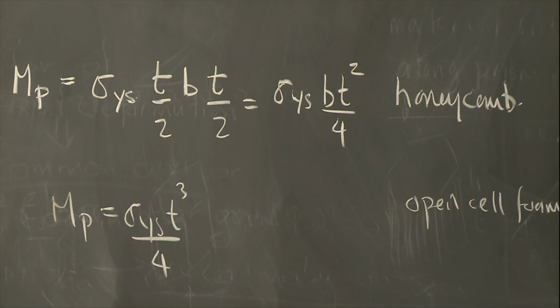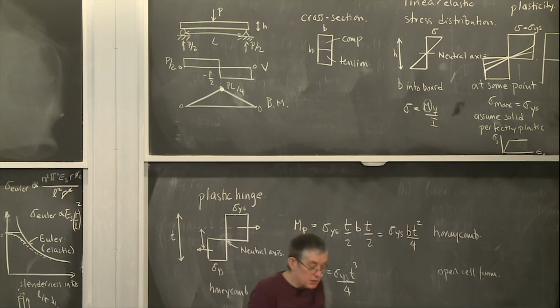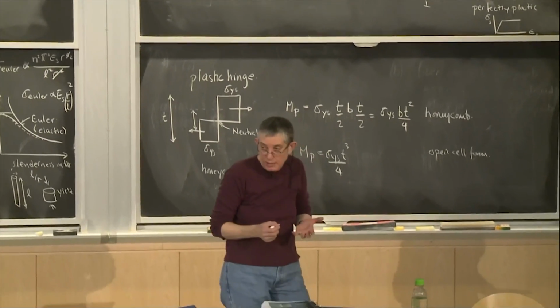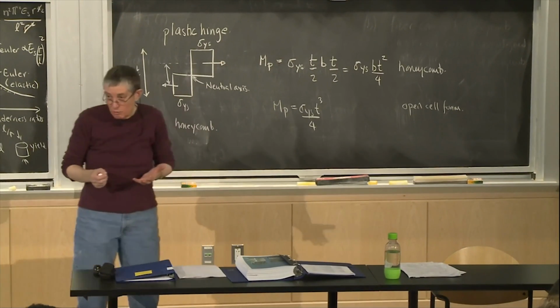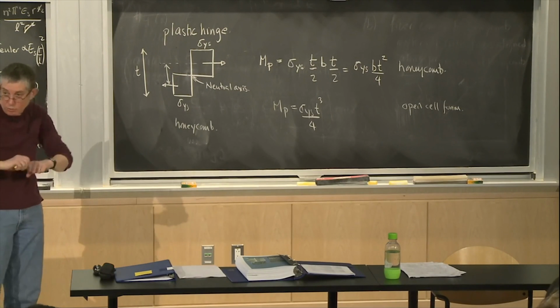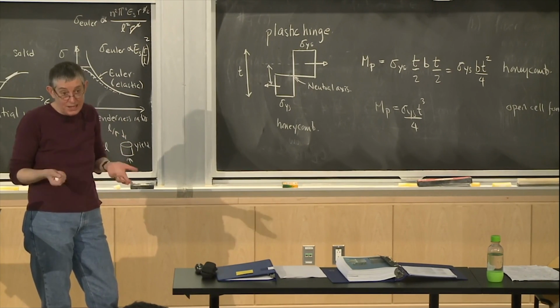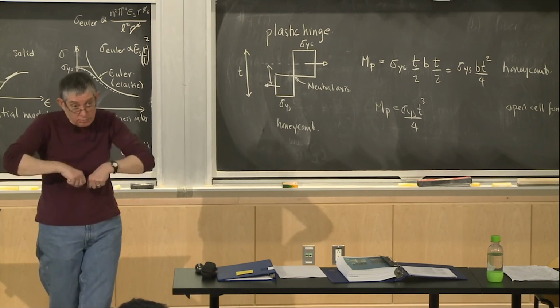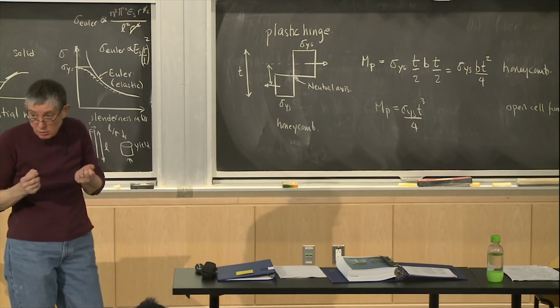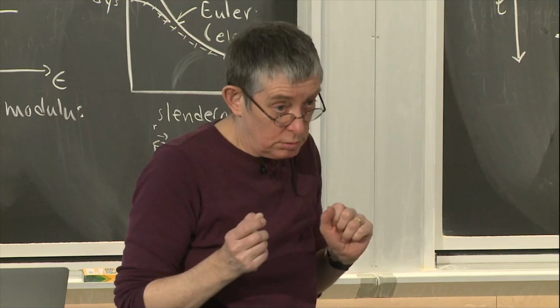And really, physically, what that means is that the beam can't hold any more force. You can't apply any more force to it. It's just going to kind of rotate like this once you've gotten to that plastic moment. That's why it's called a hinge, because it can rotate like a door hinge. Okay?